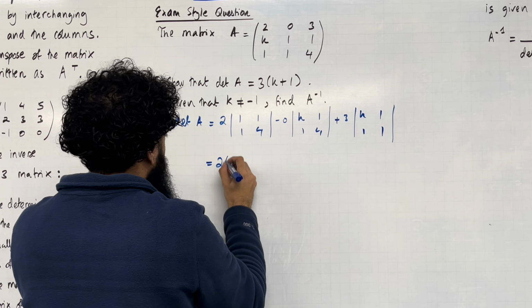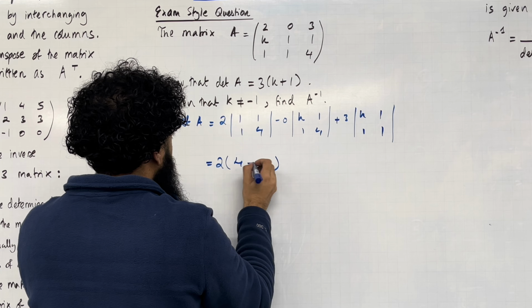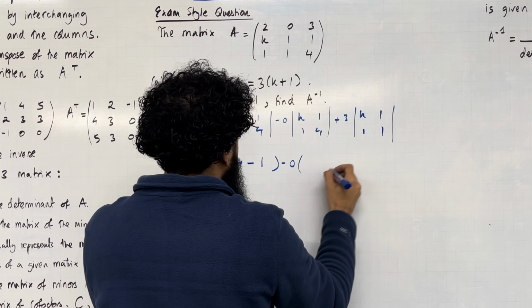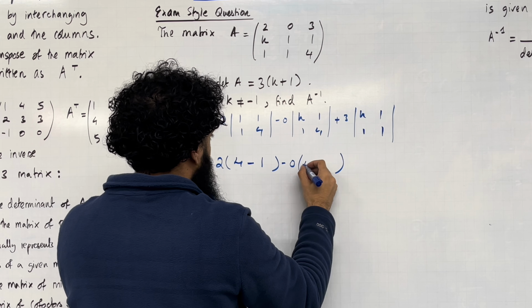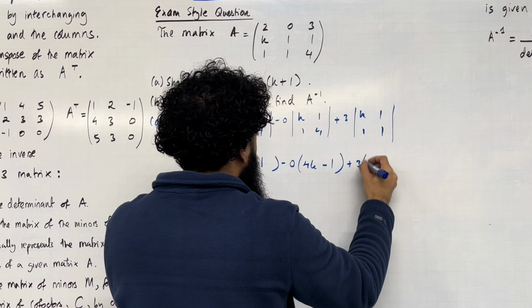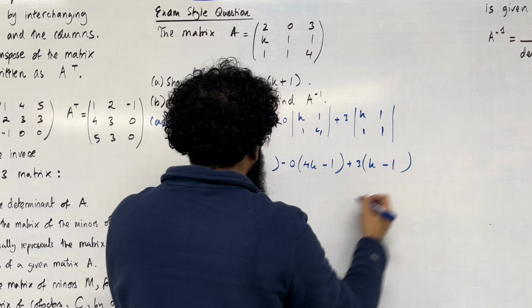Equal to 2 multiplied by 1 multiplied by 4 is 4. Take away 1 multiplied by 1 is just 1. Minus 0 multiplied by K times 4 is just 4K. Take away 1 times 1, which is 1. Plus 3 multiplied by K times 1 is K. Take away 1 times 1 is 1.